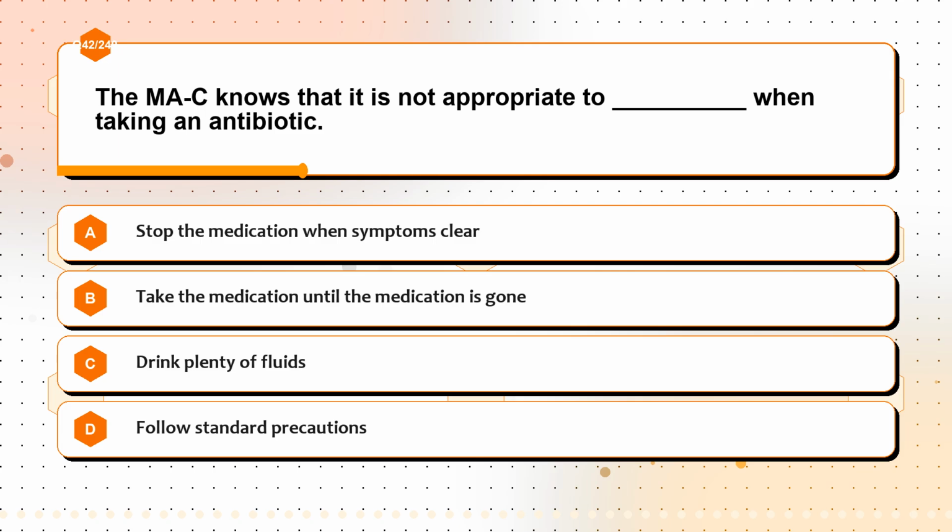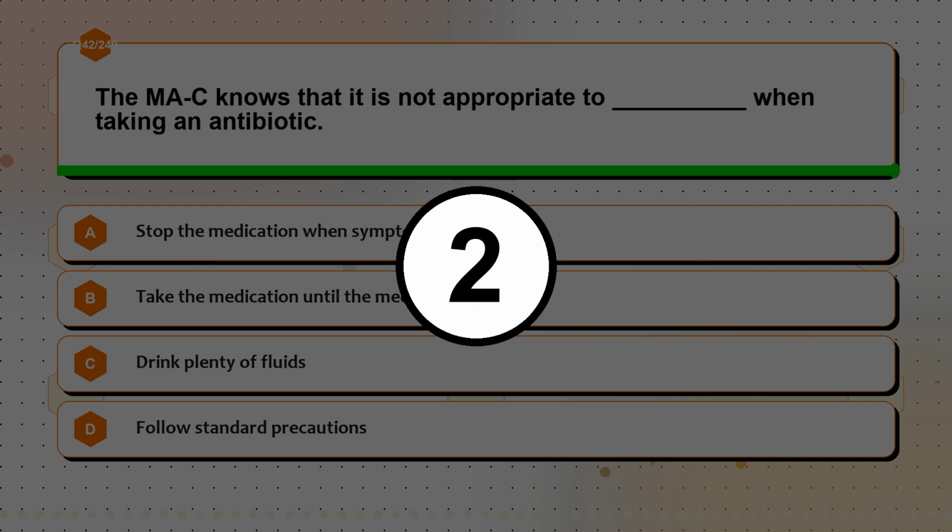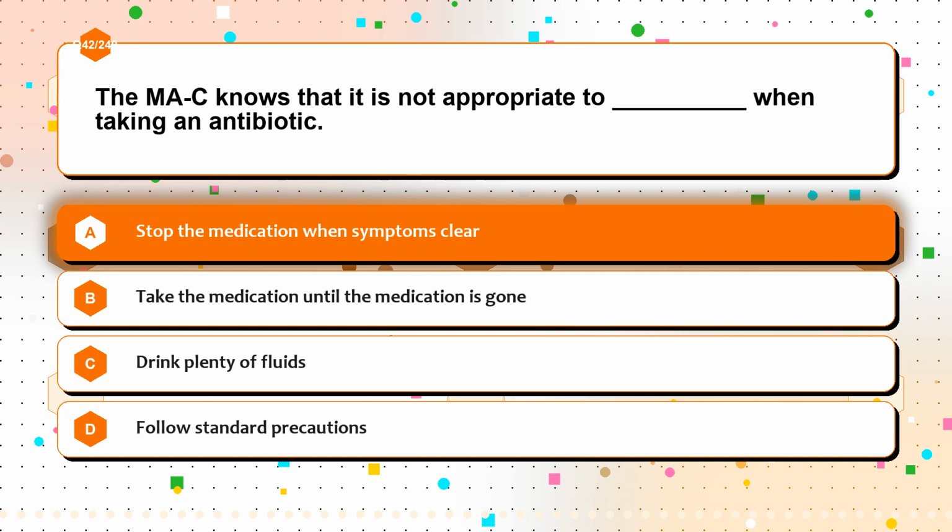Question 42. The MACE knows that it is not appropriate to blank when taking an antibiotic. Here are the options. Option A. Stop the medication when symptoms clear. Option B. Take the medication until the medication is gone. Option C. Drink plenty of fluids. Option D. Follow standard precautions. The correct answer is option A. Stop the medication when symptoms clear.